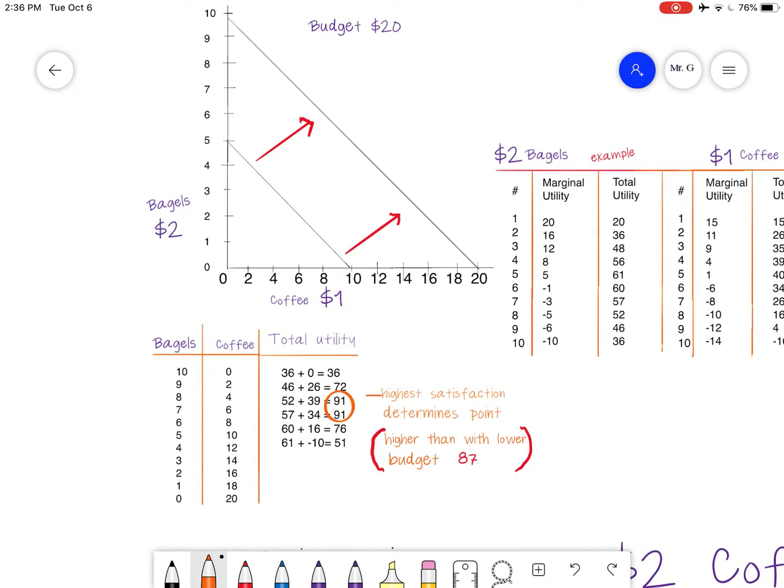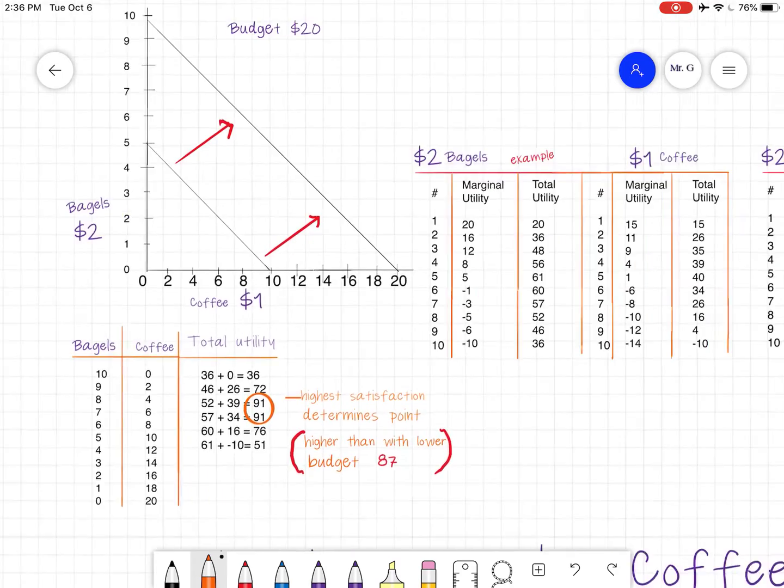You notice that it's higher than the lower budget. When we had a $10 budget, the maximum utility was 87. So it makes sense, the more income we have, the more things we can buy, the more things that are satisfying. But not usually a huge amount higher, okay? Because the more we buy, it's diminishing marginal utility. We essentially have less and less utility of the more things we have. But still, if we can buy more, it would make sense that our total utility would be higher.